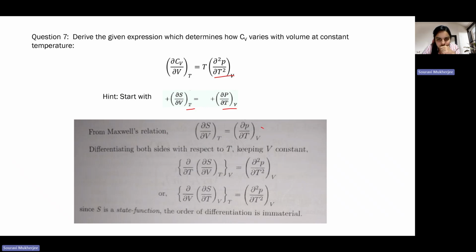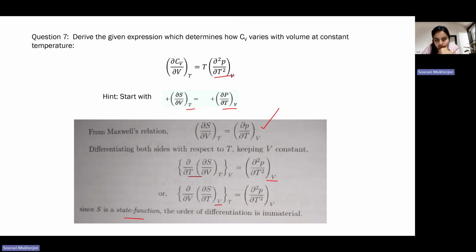So this is your Maxwell's relation. Now you take a differentiation with respect to temperature, keeping volume constant. So here it becomes del square P del T squared at constant volume, right? And interchange the order of differentiation. So it becomes del V of del S del T at constant volume. This is a state function. Because it's a state function, the order of differentiation is immaterial. So always remember this. So that already proves your point, right?